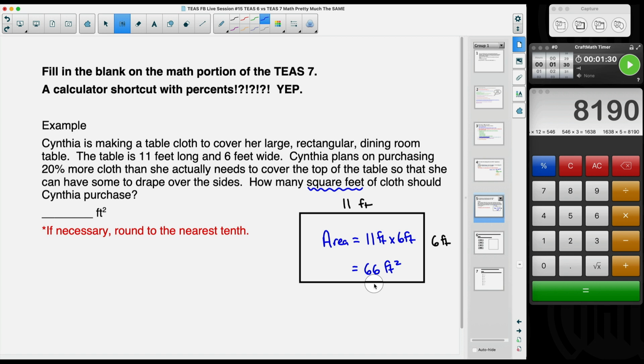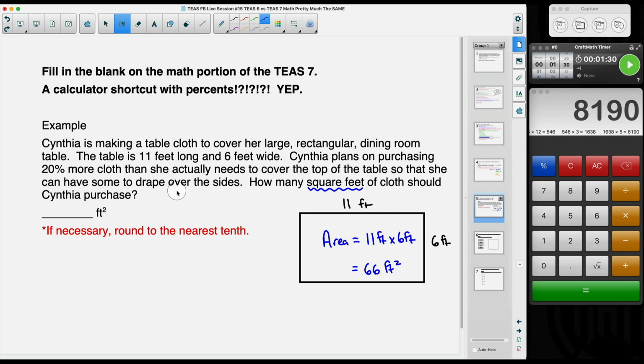Now, this answer right here would be incorrect for fill in the blank because, take note, Cynthia plans on purchasing 20% more cloth than she actually needs. And why? She wants to drape it over the sides. If y'all have ever eaten at a table with a tablecloth, more than likely you have some hanging over the sides.